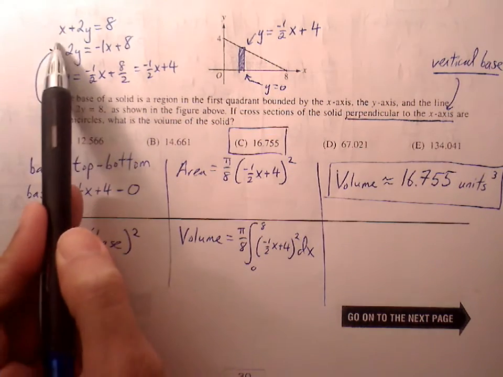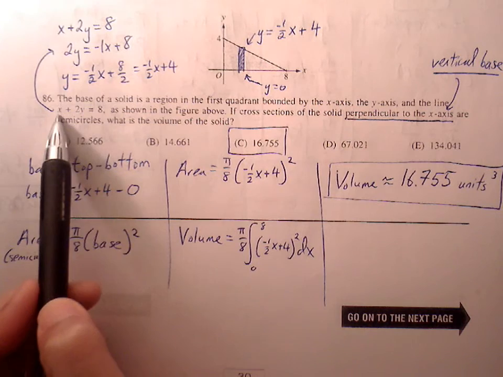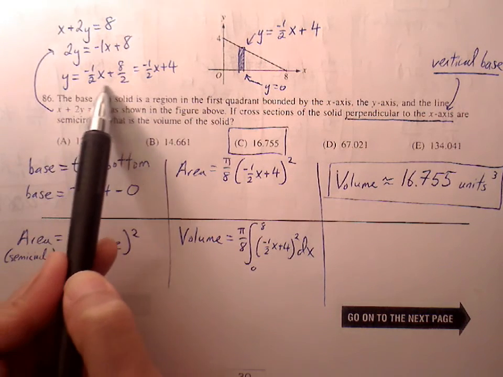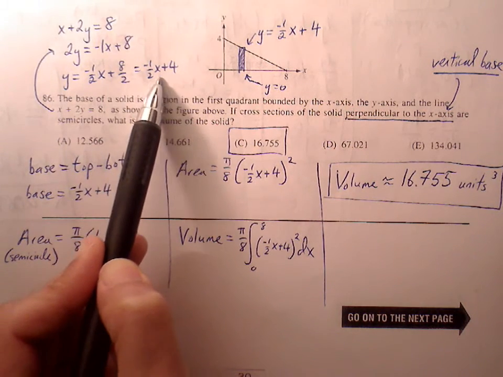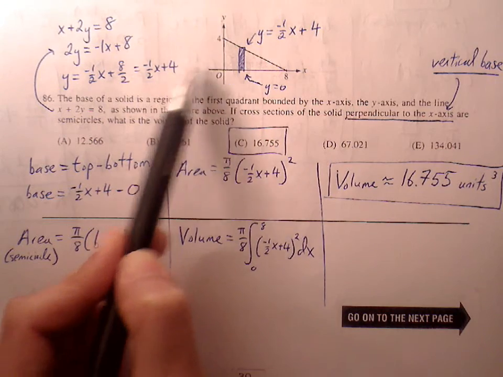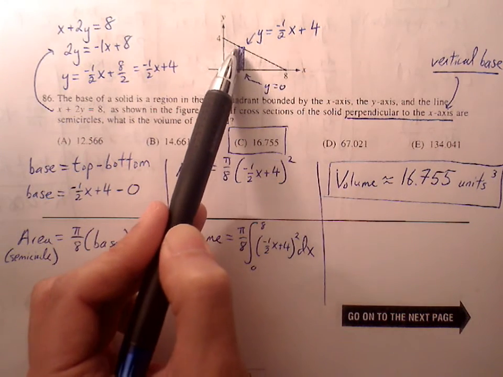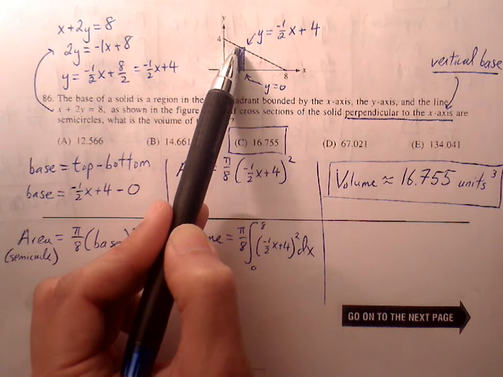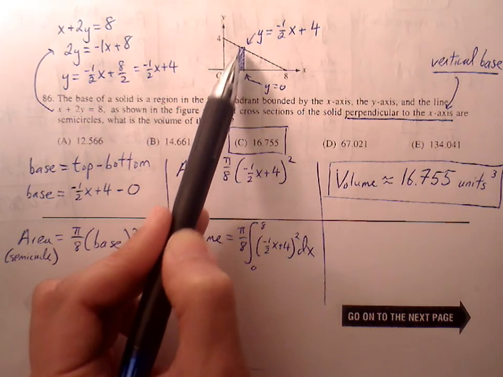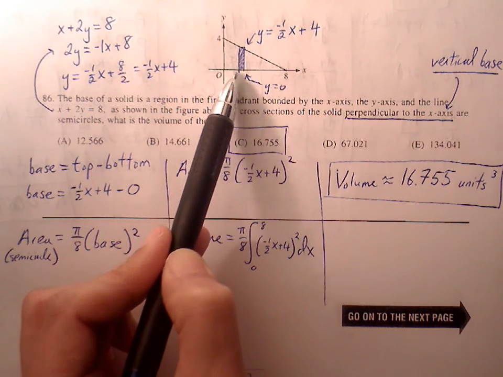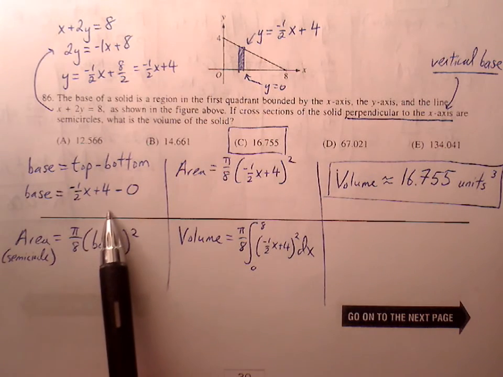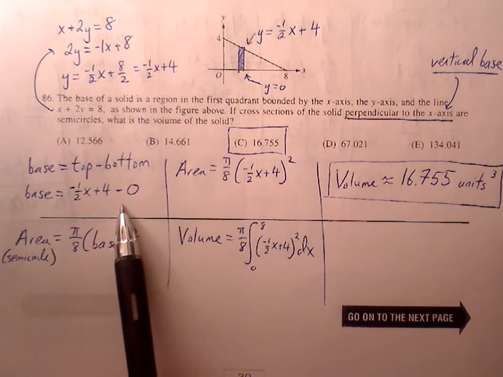So let's go ahead and do that. Solve for 2y, make 2y by itself, divide both sides by 2. We get negative 1/2 x plus 8 over 2, which is negative 1/2 x plus 4. So the top of this vertical base is sitting on the negative 1/2 x plus 4. So that's the top, minus 0, that's the bottom. And we have our base being negative 1/2 x plus 4.